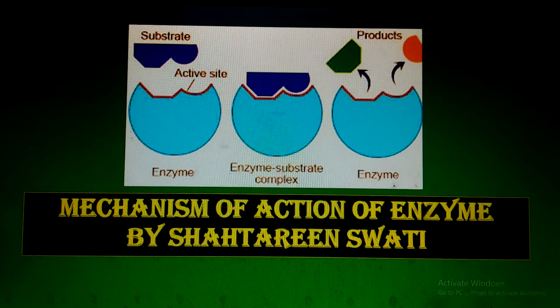Today I'm here to deliver the lecture about the mechanism of action of enzyme. As I have discussed the nature, the structure, the covalent catalysis, and many more related to the enzyme, today I am going to share the mechanism of action of enzyme. In this lecture, I will discuss the lock and key model as well as the induced fit model. So must watch the lecture till the end.